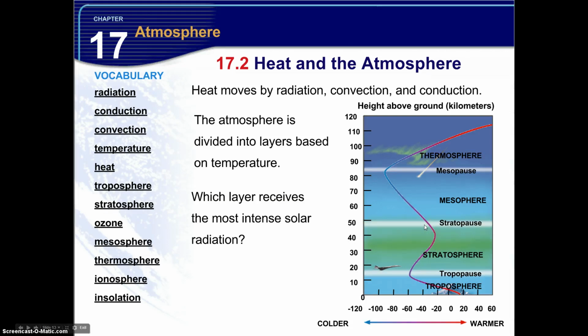Now the temperature increases in the stratosphere because of the presence of ozone, which is a form of gas we'll learn about later in this section. The ozone absorbs ultraviolet rays from the sun and then releases some of this energy in the form of heat. The stratosphere ends at the stratopause.